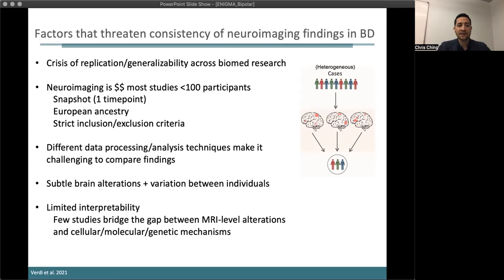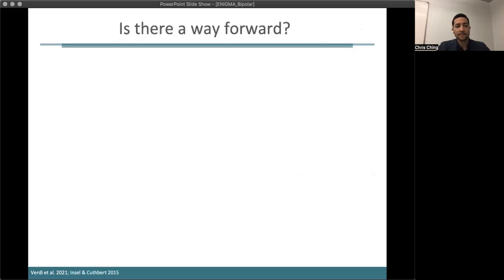As I mentioned before, researchers can use different data processing and analysis techniques that can also make it challenging to compare findings across studies. And this is all compounded by the fact that we know bipolar disorder involves subtle brain alterations. When you add that to the variation that we see between individuals, this again can create challenges for study replication and generalizability. And lastly, we know that MRI studies can sometimes have limited interpretability. Few studies have really tried to bridge that gap between what we see on an MRI level and underlying alterations in the cellular, molecular, and genetic mechanisms that might be driving those MR level variations that we see.